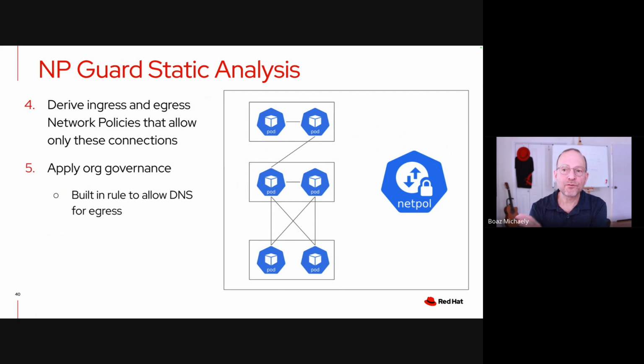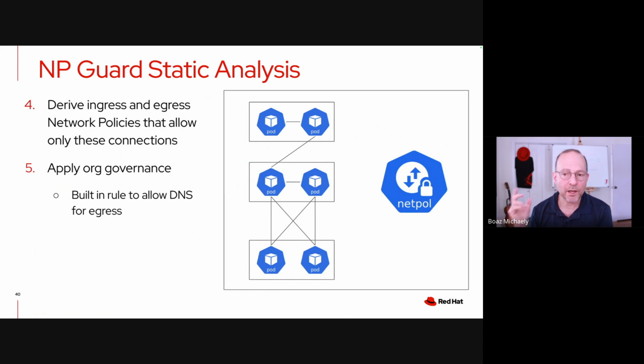And we can derive all the ingress and egress relationships based on that, and create a network policy that cements that relationship and creates a tight binding too. So we also limit egress to only what is required. In addition, we include some organizational governance. So there are some built-in rules that you might need to tweak.